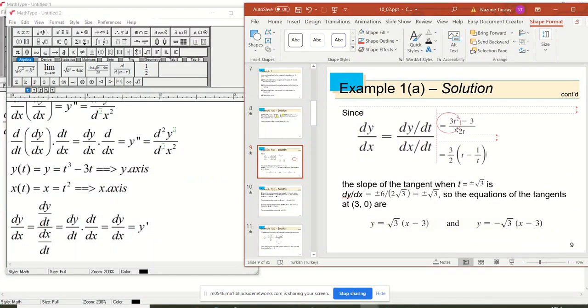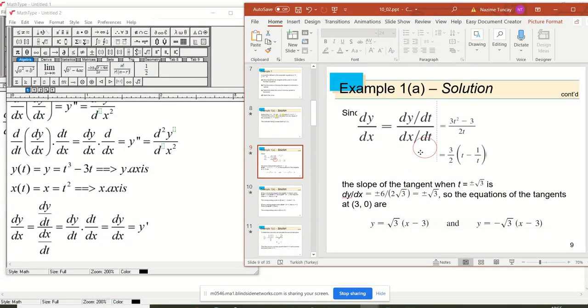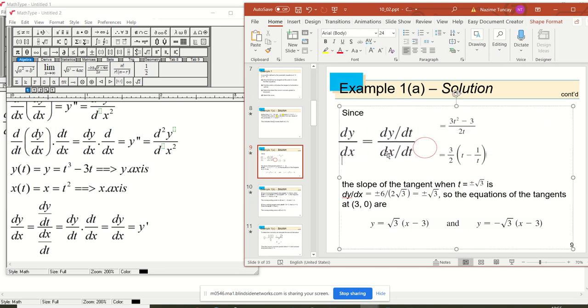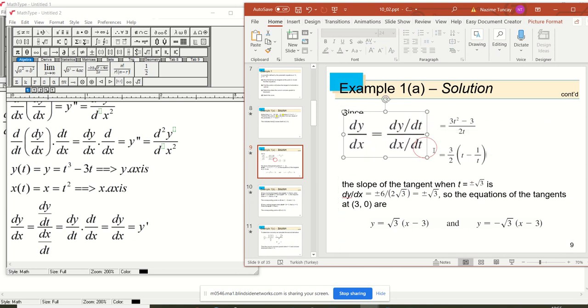So you see that this is 2t. It is the derivative of x with respect to t. Why? Because look here, this is t square, and the derivative of t square is 2t. It is equal to this one, and when you simplify it, you get this result here.